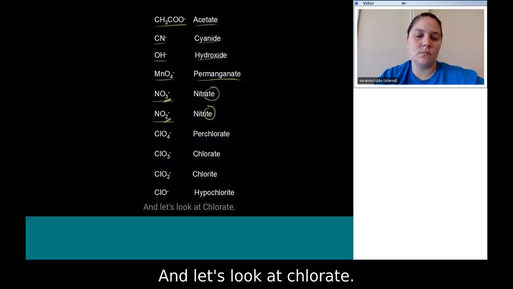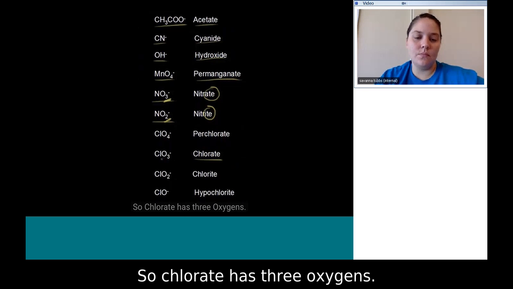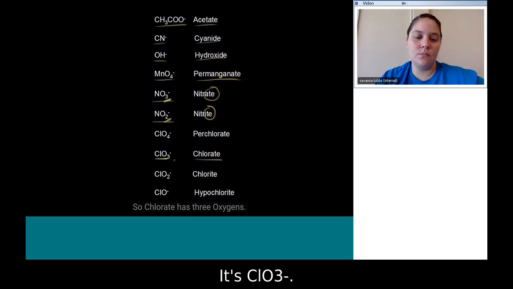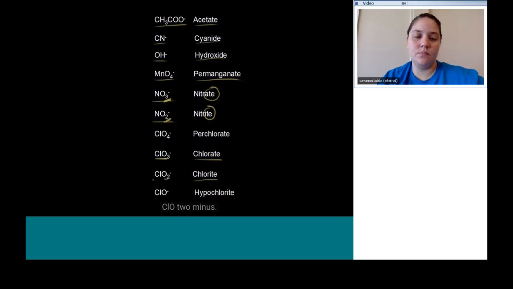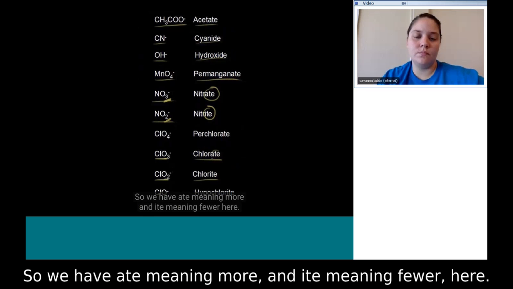And let's look at chlorate, right? So chlorate has 3 oxygens. It's ClO3-. And chlorite has fewer oxygens. It has 2 oxygens here, ClO2-. So we have ate meaning more and ite meaning fewer here.